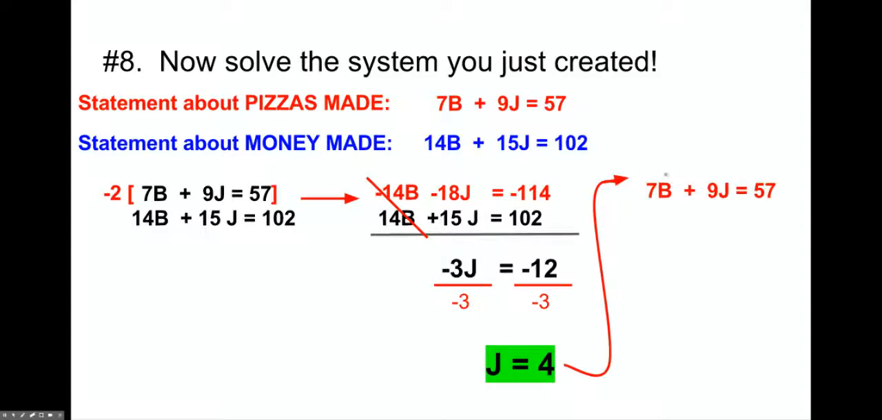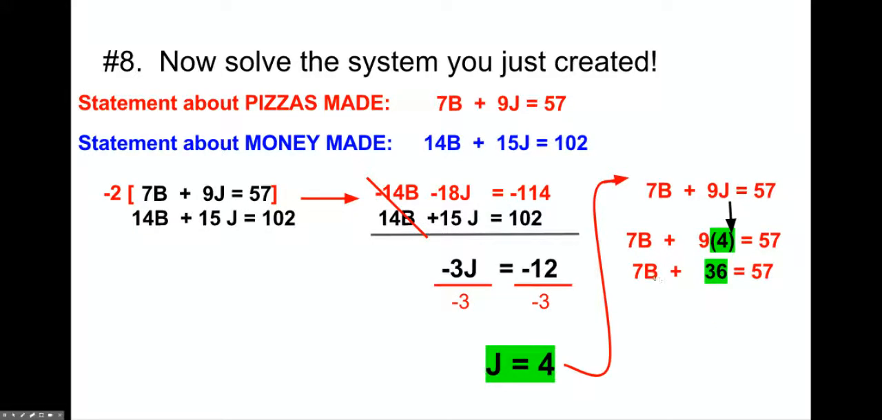So I just brought it down. Now I need to plug in this piece of information. Where do you think I'm going to put the 4? Yes, I'm going to put it in the J spot. J equals 4. So instead of a J, plug in a 4. Now you're just going to work this out. 9 times 4 is 36.